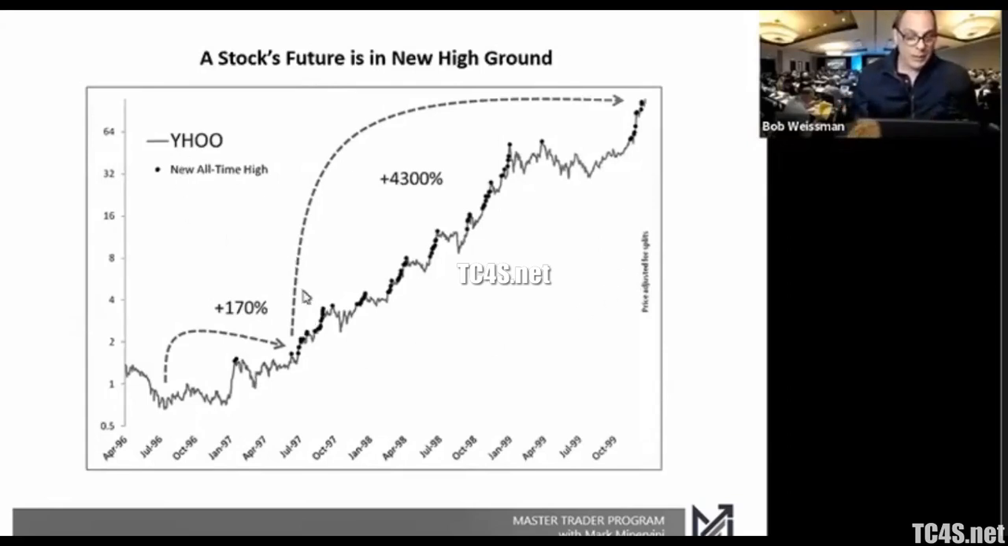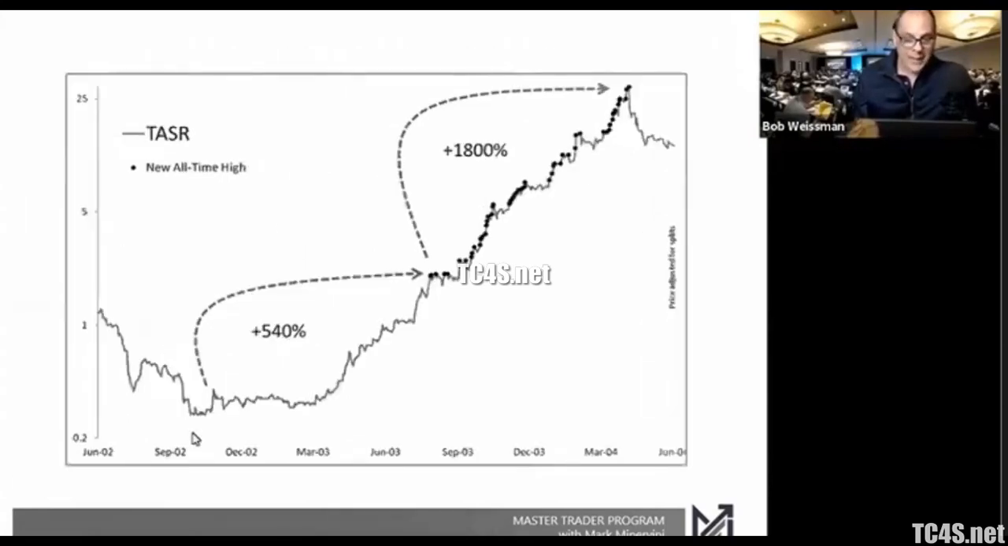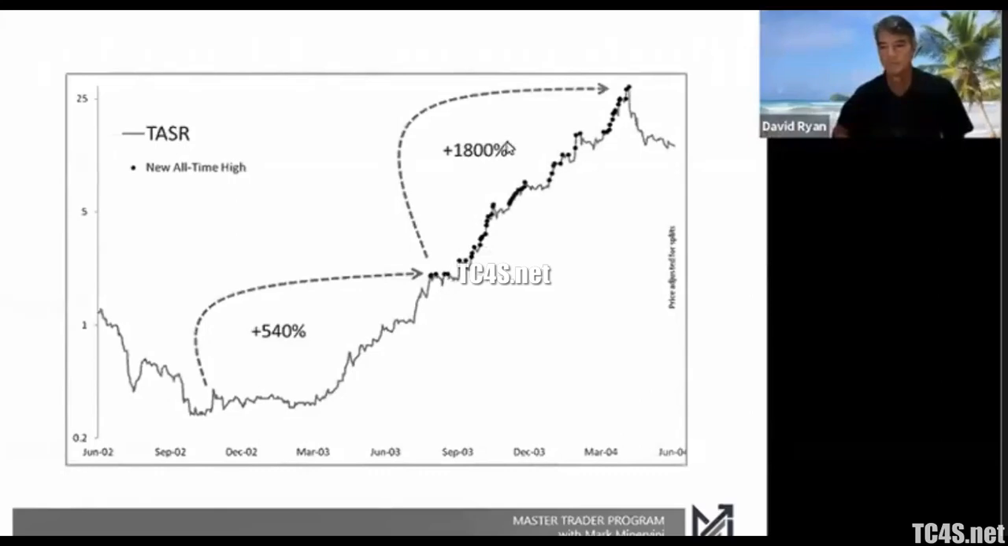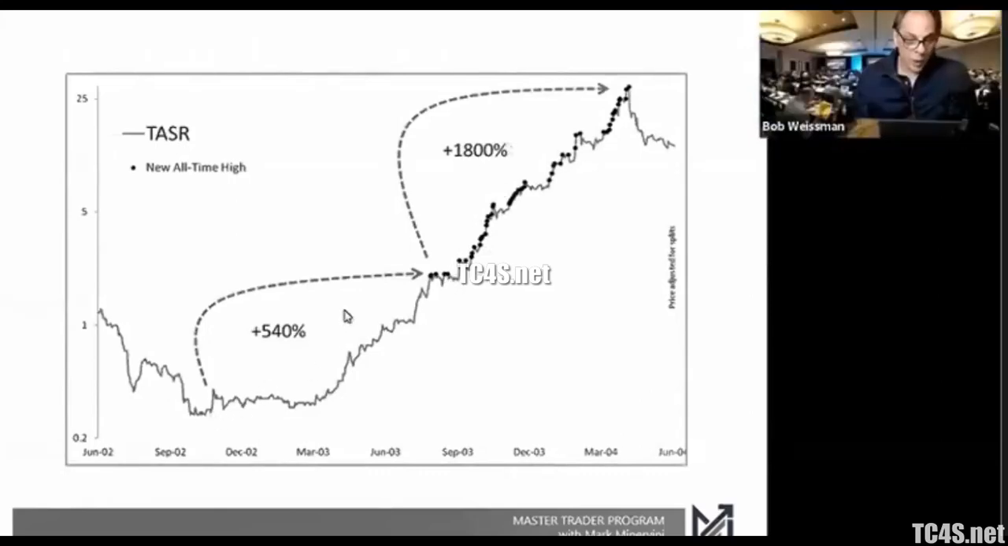So here's an example of Yahoo, where coming off the lows back into new high ground makes a 170% move. But then from the new high ground, it goes up 4,300%. And even much higher, right? So the real action and the excitement is happening in new high ground. Here's Taser after a huge decline and a big move of over 500% back up to new highs. And I think I'm buying it over here, actually. You can see in just a year or so, the stock goes up more than triple what it made from its low to the new high, but in new high ground, it goes up 1,800%.